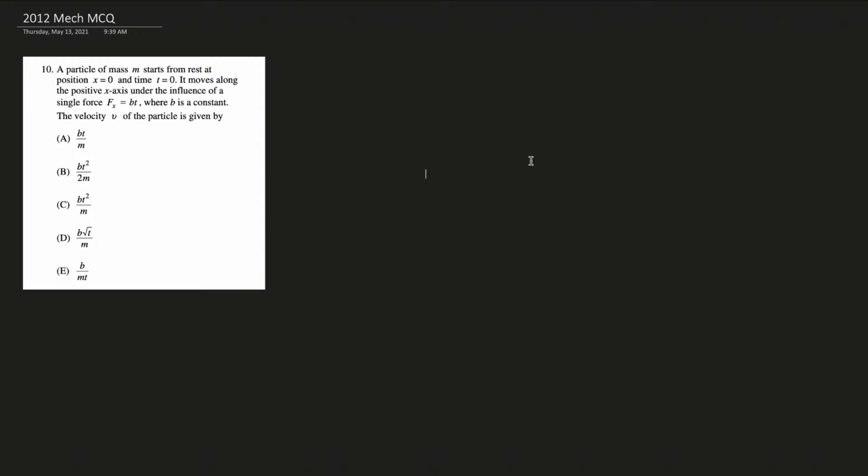Okay, number 10 says a particle of mass m starts from rest at position x equals 0 and time t equals 0. It moves along the positive x-axis under the influence of a single force, Fx equals b times t, where b is a constant. The velocity v of the particle is given by, we know that the force is equal to mass times acceleration, and because force in the x direction they tell us is bt, to figure out acceleration, you just divide by m.